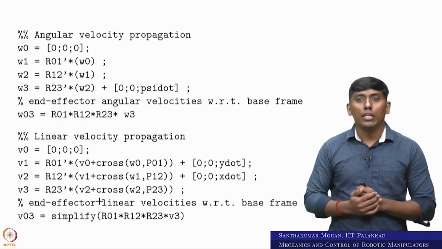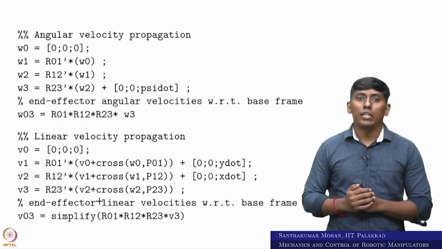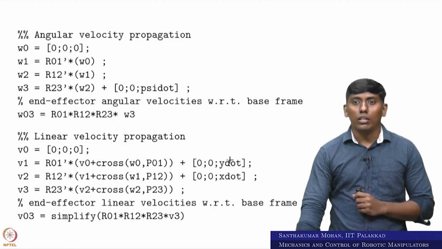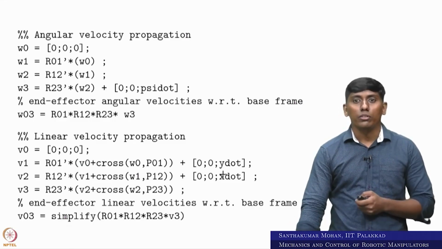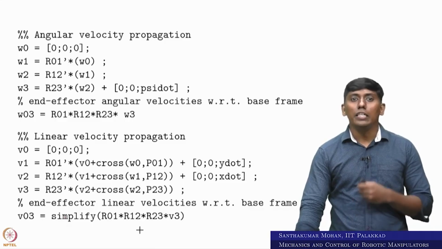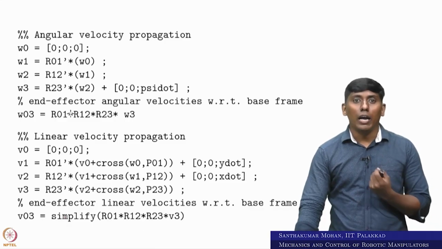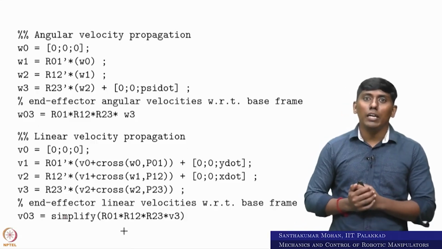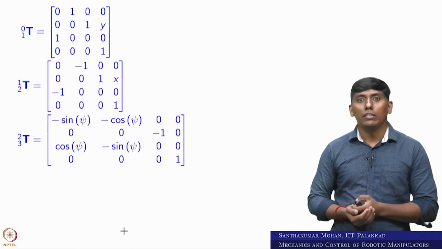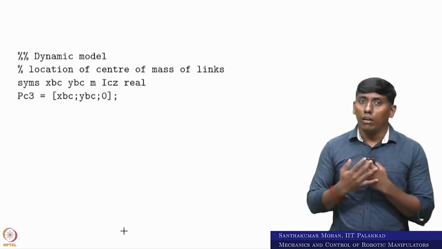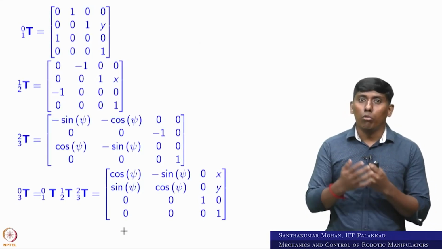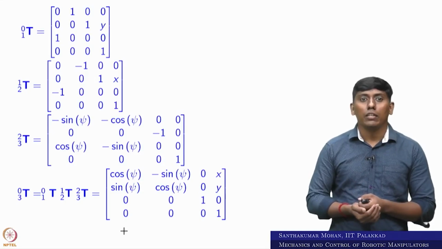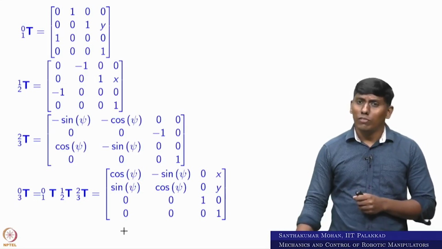The same extension we can do for the linear velocity propagation. The first two joints are linear joints. You can see that y dot and x dot are added here, and then we can go across. Similarly, we can find the end effector angular velocity and linear velocity. Once these are done, we can go the same way for the angular acceleration propagation and linear acceleration propagation. Before that, I just want to plot the individual matrices and the final end effector position with respect to the base, which is fulfilling.